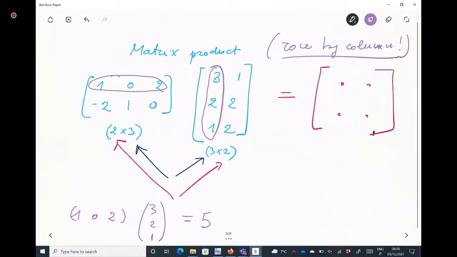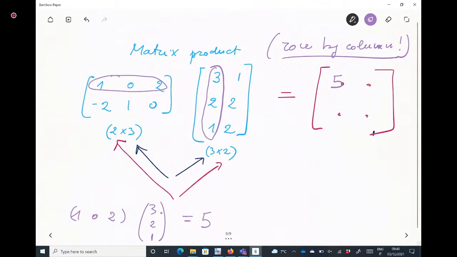Because how many rows do you have here? 2. How many columns do you have here? 2. How many row by column products will be necessary? 4. 2 times 2. So this times this will fill the first element 1, 1 in the new matrix, okay? First row by second column will be reported here. The element of position 1, 2, and so on and so forth, okay? So here I have 5. Now, fill the second position here, 1, 0, 2 times 1, 2, 2.